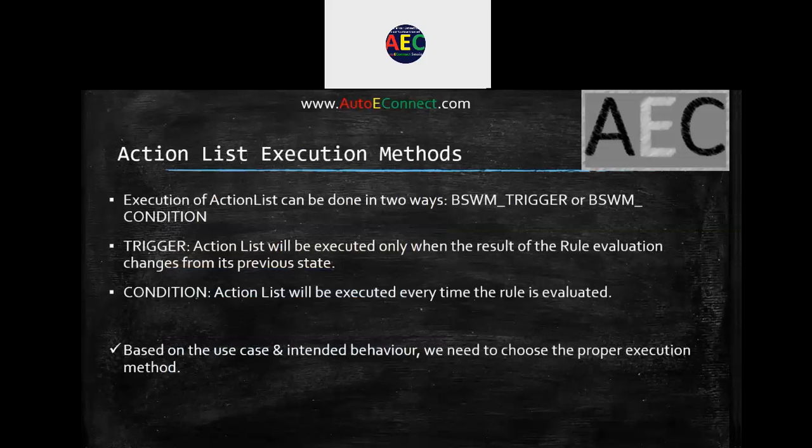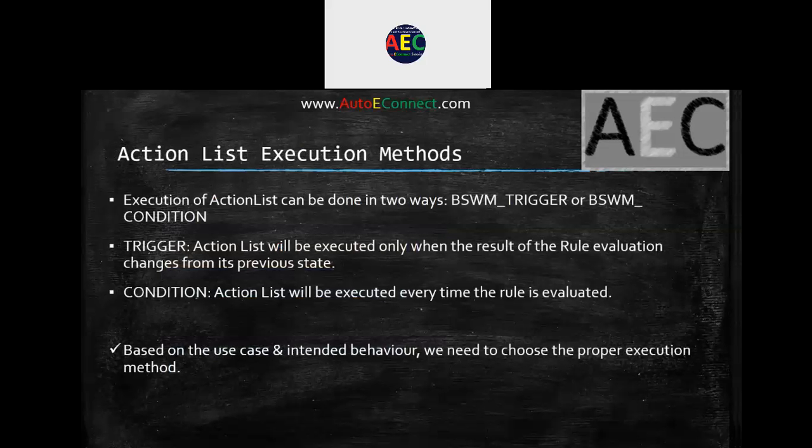Okay, so now we will see some critical things for each of these topics. So, action list execution method. When I spoke about the action list execution method, there are two things that we have to consider here: the execution of the action list. Now we have the rule check happening. The logical expression is checked, and based on a true condition, we have to perform an action list execution. The action list execution happens in two ways. One is the BSWM trigger, and the other is the BSWM condition.